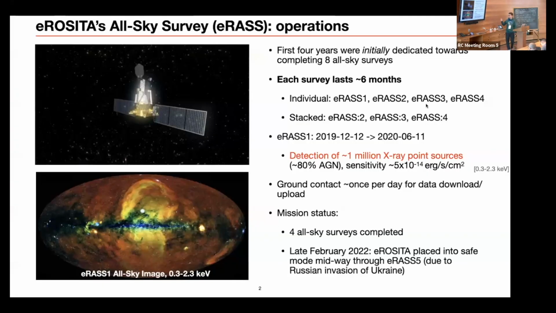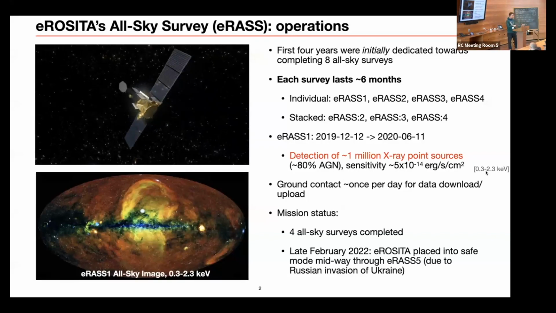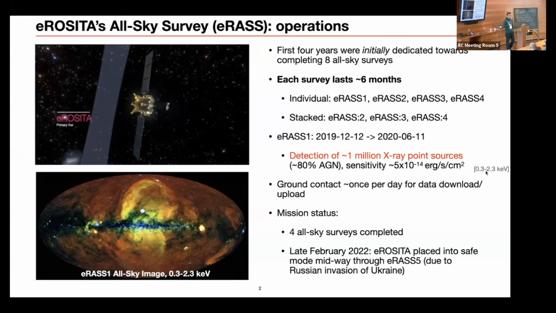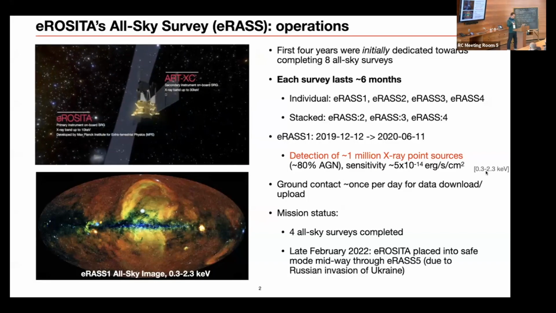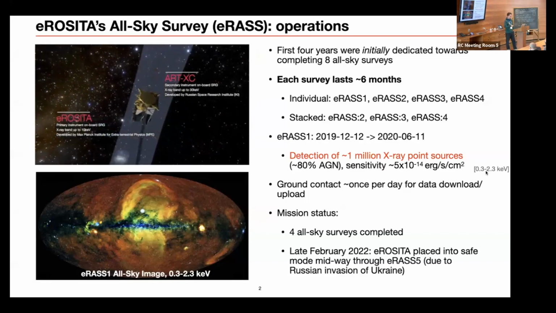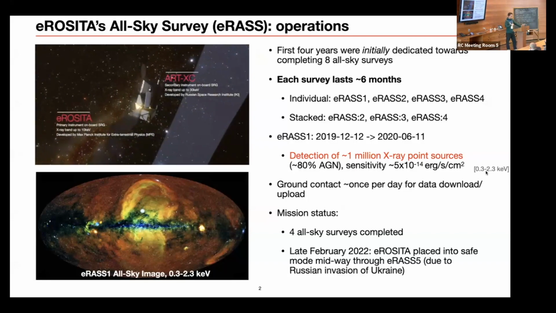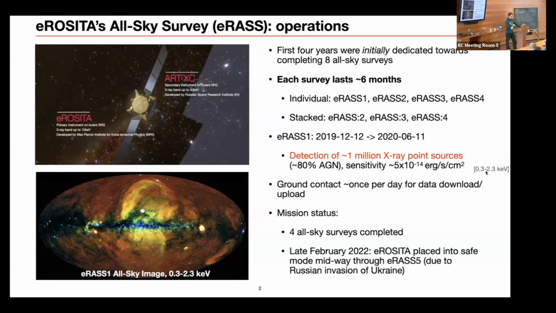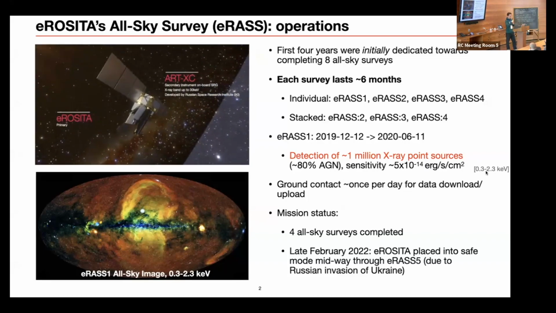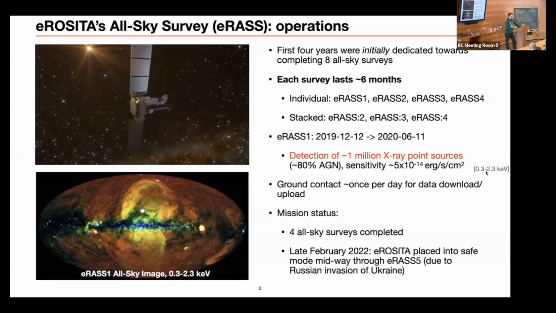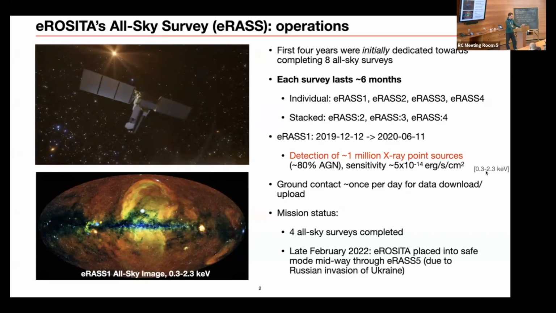As Ricky mentioned on Monday, just some basics of eROSITA, but I'll recap them quickly. eROSITA's first 4 years were dedicated towards performing 8 successive all-sky surveys. So it was effectively rotating about its axis and orbiting around L2, and over the course of 6 months, we basically scanned the entire sky.